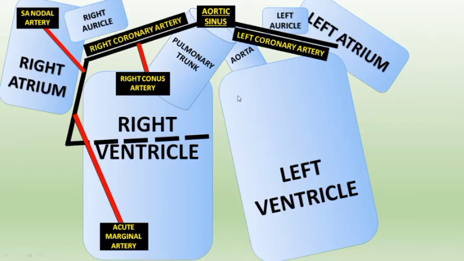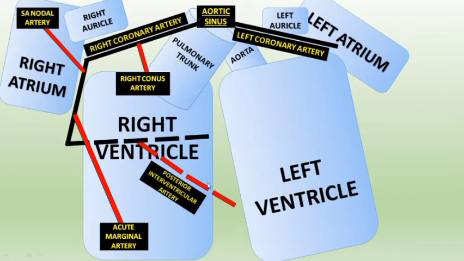Now, if you see, the right coronary artery is posterior to the right ventricle. There, it gives a branch. That branch goes between the two ventricles, that is between the right ventricle and the left ventricle. This area is called the interventricular septum, that is between the two ventricles. This artery is called the posterior interventricular artery. This posterior interventricular artery supplies the posterior one-third of the interventricular septum.